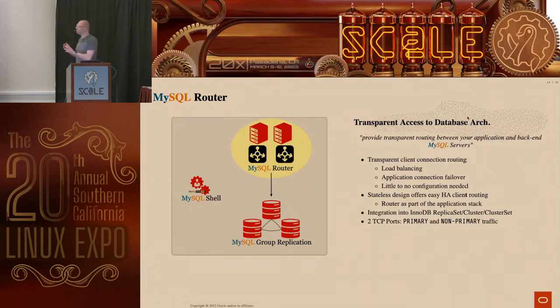The router's configuration is mostly located in the metadata on the database itself. So there's very little to configure on the router side. When you want to change the way router behaves, you can just do it from shell, which updates the database metadata schema, and then router will see those changes and change its behavior. That's very important. We have customers with hundreds of router servers, and you don't have to go and change all these router servers.